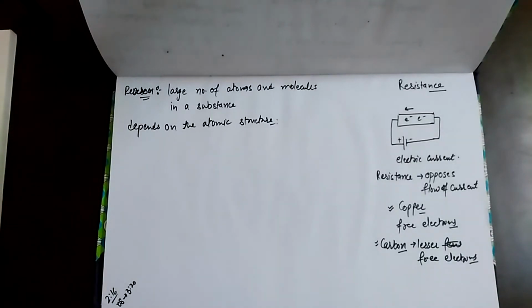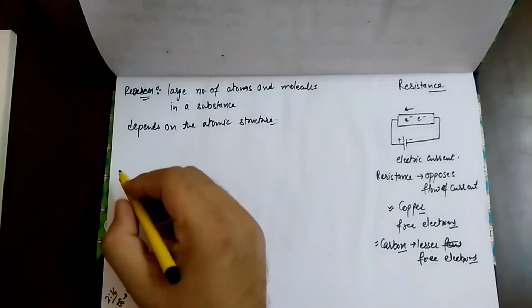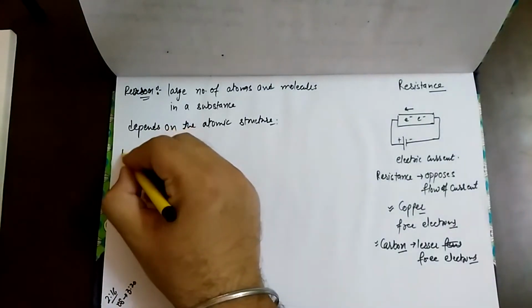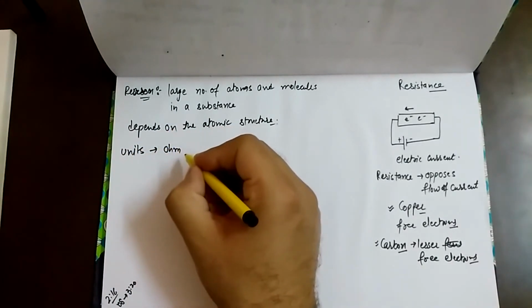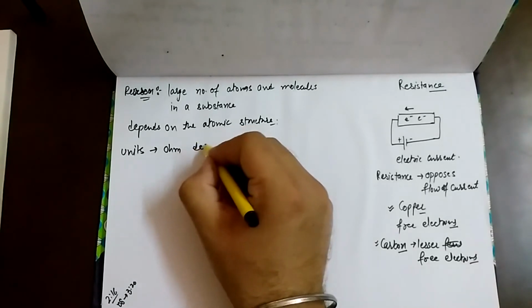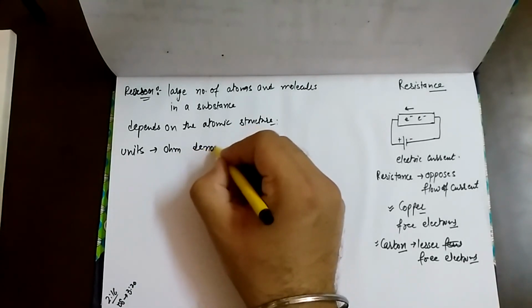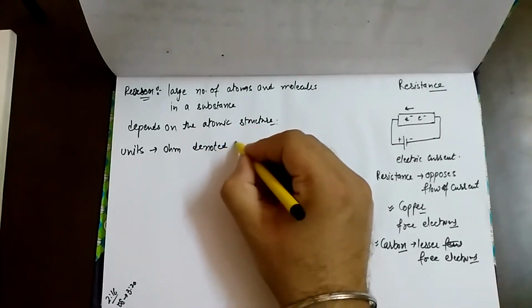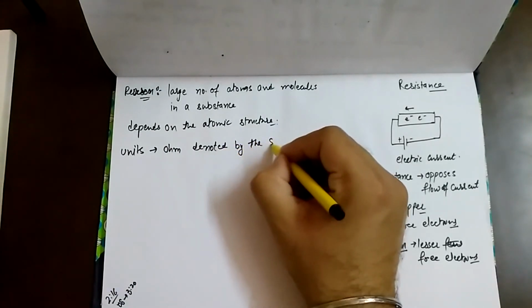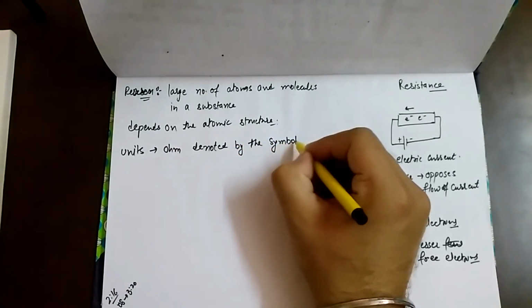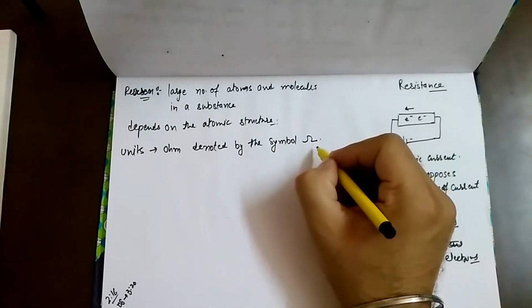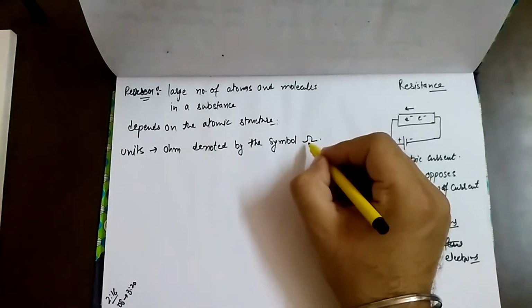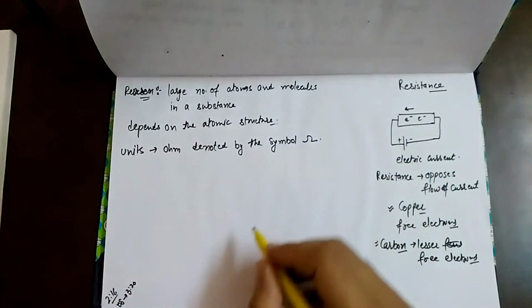What is the unit of resistance? The unit of resistance is ohm, and we denote it by a symbol, in simple words I'll just say like a headphone. This one is the symbol for ohm. You have to just remember this symbol. This is all about the resistance.